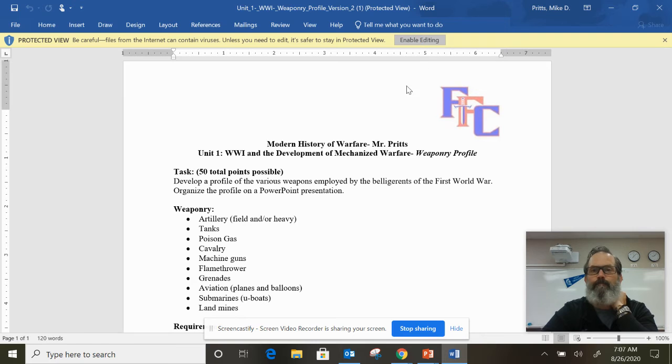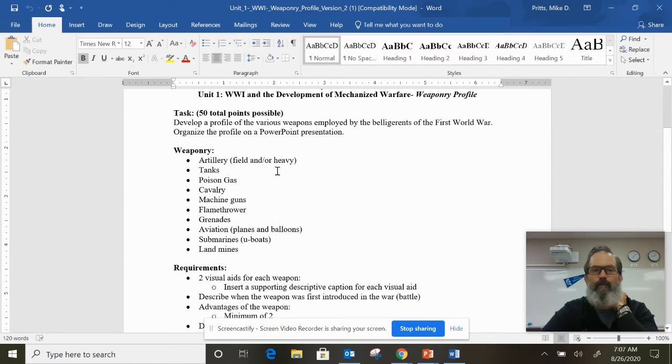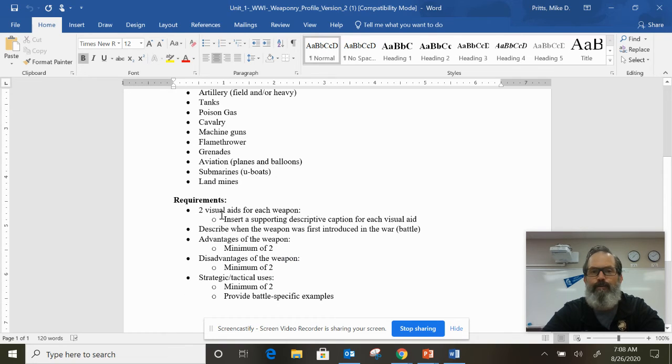As you look at it, there are 10 weapon systems. These weapon systems are talked about in the trench warfare lesson, so there's a little bit of detail in there, and you can use that as one of your references. But artillery, tanks, poison gas, cavalry, machine guns, flamethrower, grenades, aviation, submarines, and mines. You need to build a document or a slide presentation that on every slide, so 10 slides, because there are 10 systems, has two visual aids.